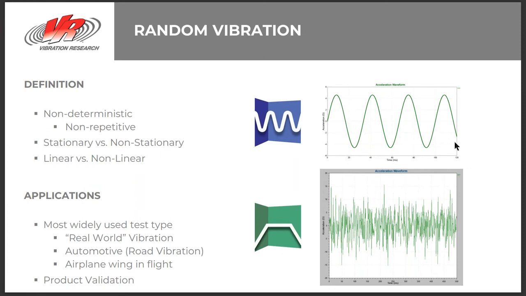So random testing allows multiple resonances and responses to be excited across a wide range of frequencies. At the same time, this provides not only the excitation of the individual resonance, but the interaction between multiple resonances and the effects on the device under test.